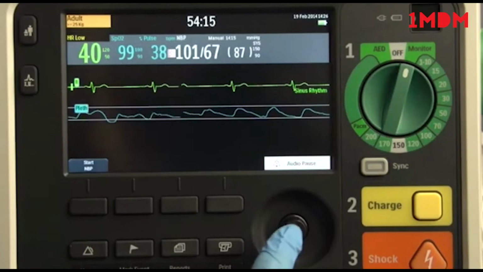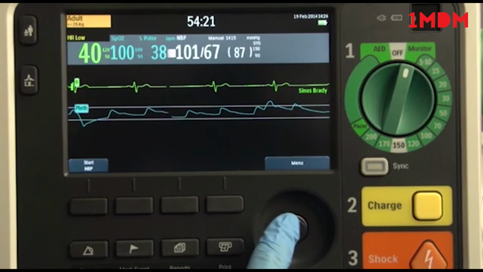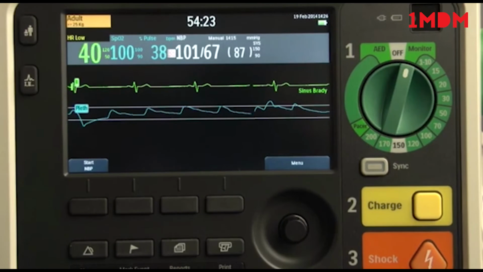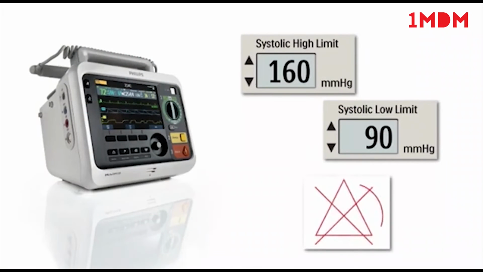To respond to an active alarm, press the Smart Select knob once to acknowledge the alarm and press it again to pause the alarm for the configured pause period while you attend to the patient. Setting high and low alarm limits and turning alarms on or off is the same for all measurements. So let's look at how to do these tasks using NBP and SpO2 as examples.